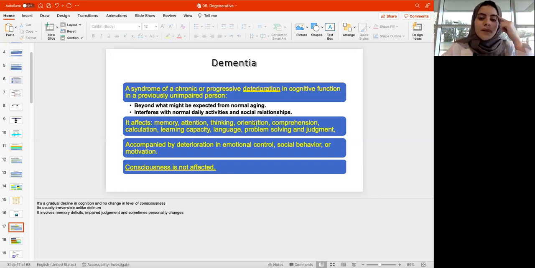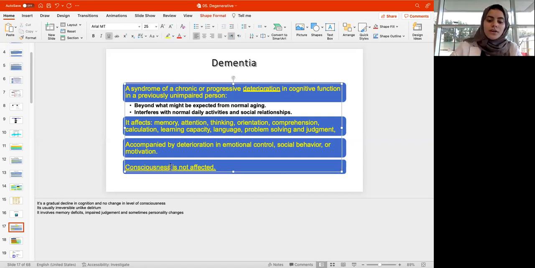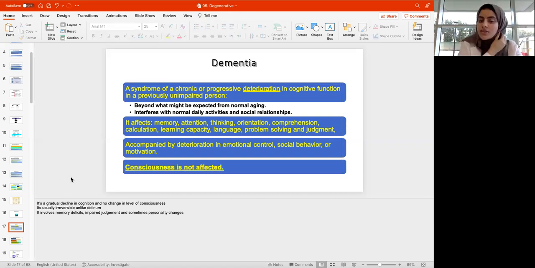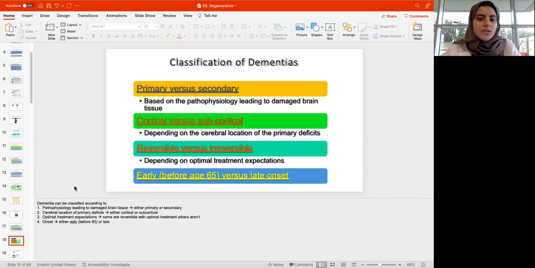They can also have emotional deterioration, impaired emotional control, and changes in social behavior. These are all related to personality, which can be affected too. But what's important to remember is that consciousness is never affected. In all the dementias, consciousness is not affected. It can be affected in other disorders, but not in the dementias, okay? So three main ideas: progressive deterioration leads to cognitive impairments, and consciousness is not affected. That's basically it from the slide.